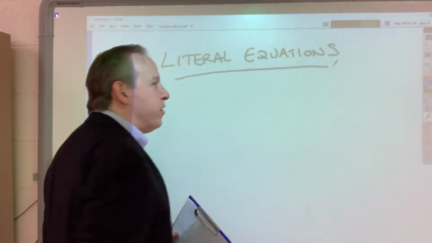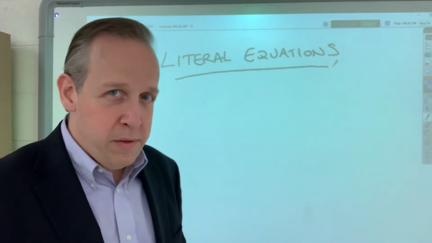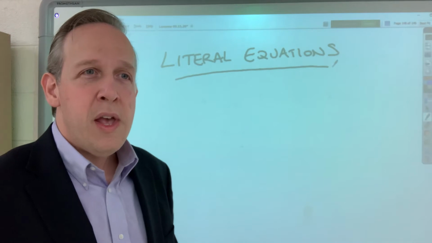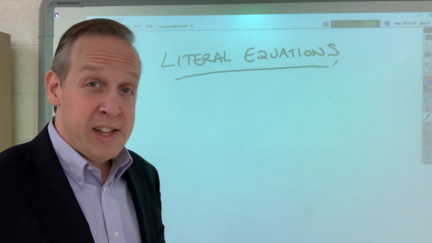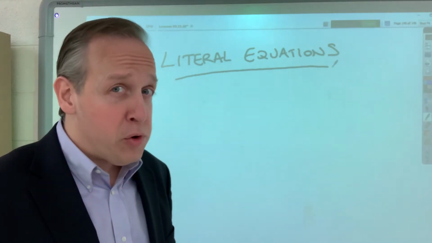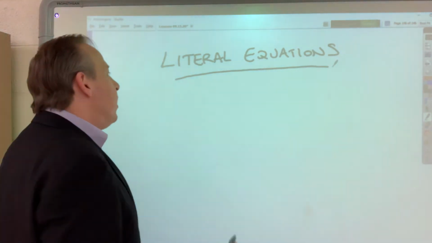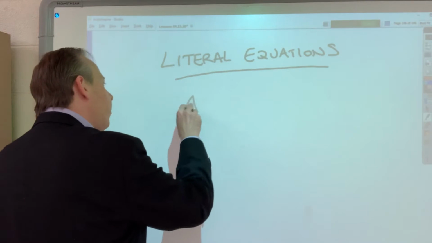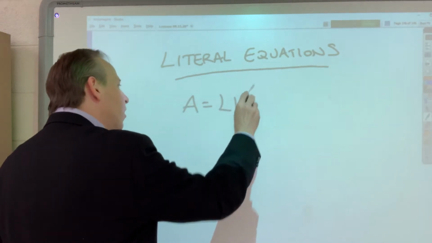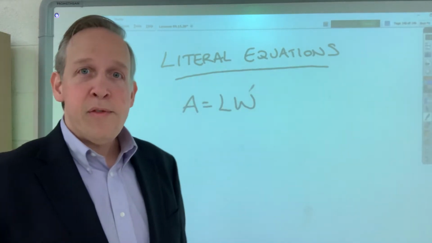Literal equations are equations that involve numerous different variables. Our goal is to isolate one of the variables. That's pretty much always what we're looking for with a literal equation. Here's a very simple one. The area formula for a rectangle is area equals length times width.